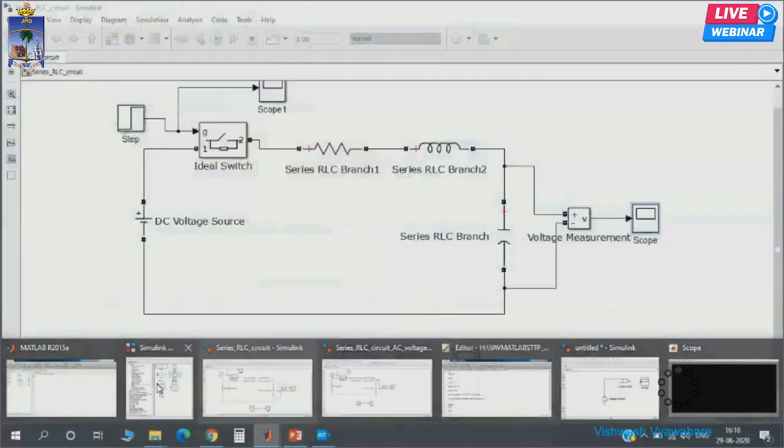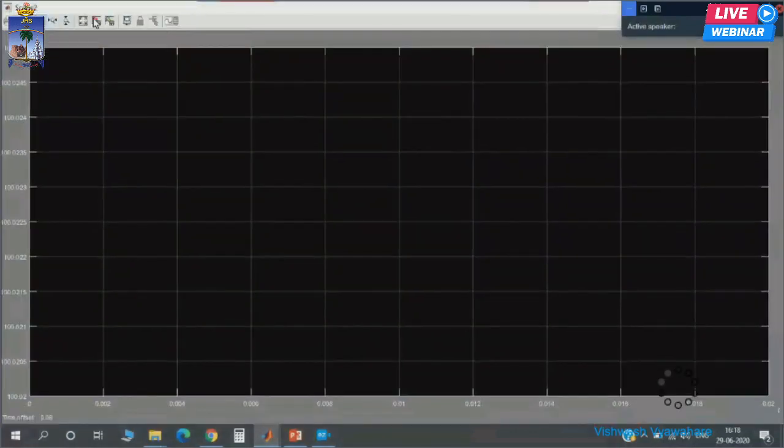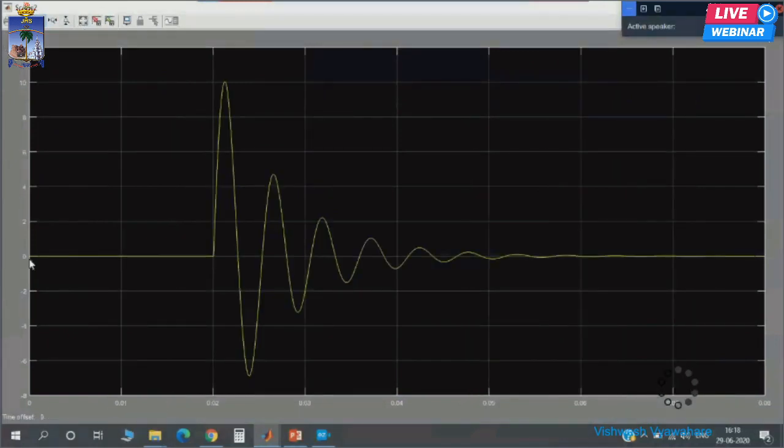Now let me show you how the branch current has changed. You see, from 0 to 0.02 there was no current. Then the current also started showing an oscillatory behavior, because the capacitor charges, discharges and all that, and finally it becomes 0. The current in the circuit becomes totally 0.